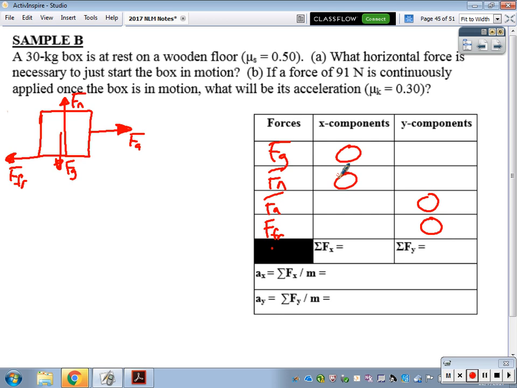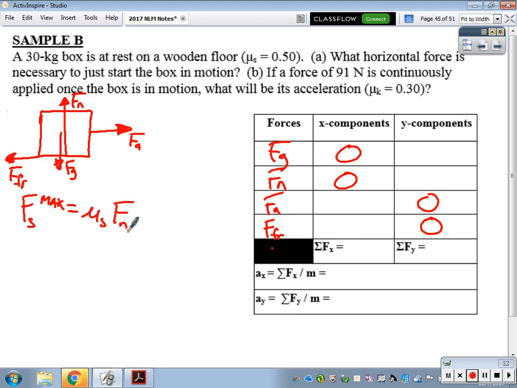Okay, so part A, we want to know what horizontal force is necessary just to start the box in motion. So we are going to look to find what this applied force is going to be. But if we're going to figure this out, one, is this static or kinetic friction in this part of the problem? It is static. I know that we're saying motion, but we want to know what is the quantity of force to get it into motion. That means we actually need to know what is the maximum static frictional force. Okay? So we will need to find Fs max equals mu s times the normal force. Guess what we need to find?